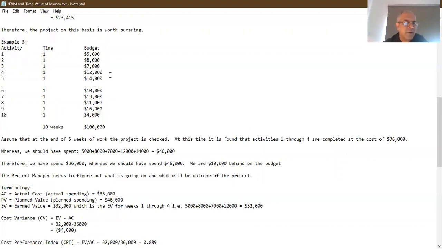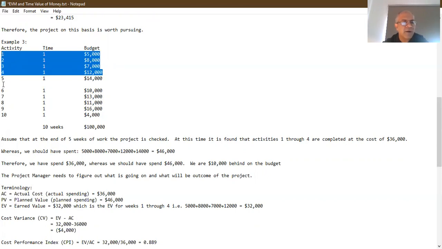So here, something interesting is taking place. We are checking at the end of week five. So technically 5 of these activities should have been completed, and the cost of the 5 activities, that is 5,000 plus 8,000 plus 7,000 plus 12,000 plus 14,000, that is how much it should have cost us. Rather, it's not a perspective of what should have happened.